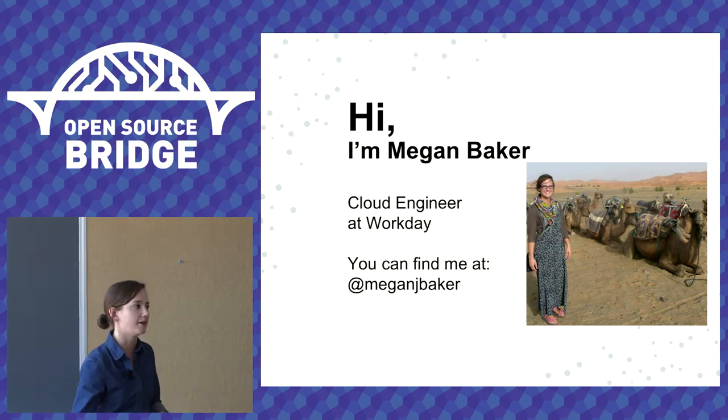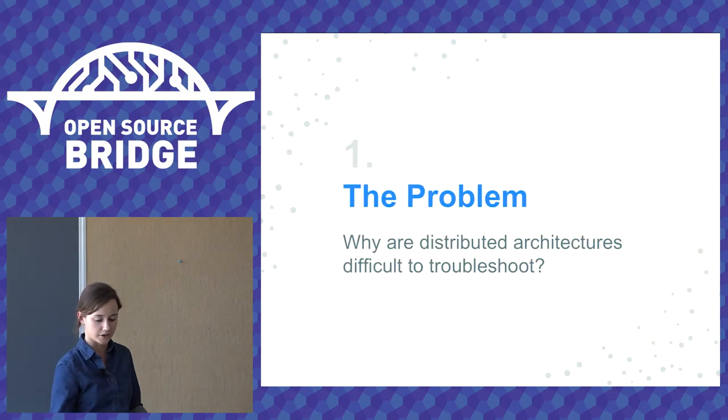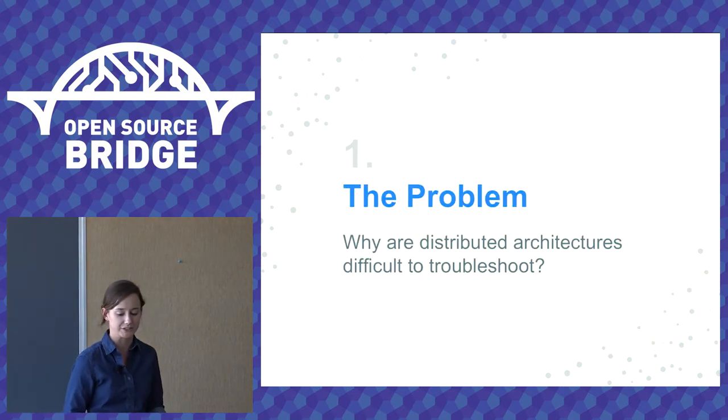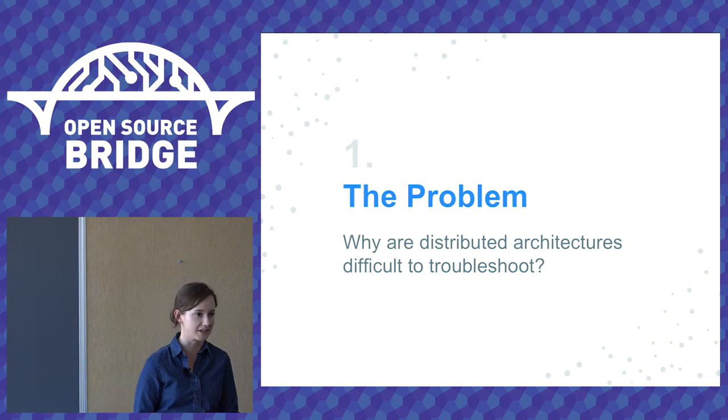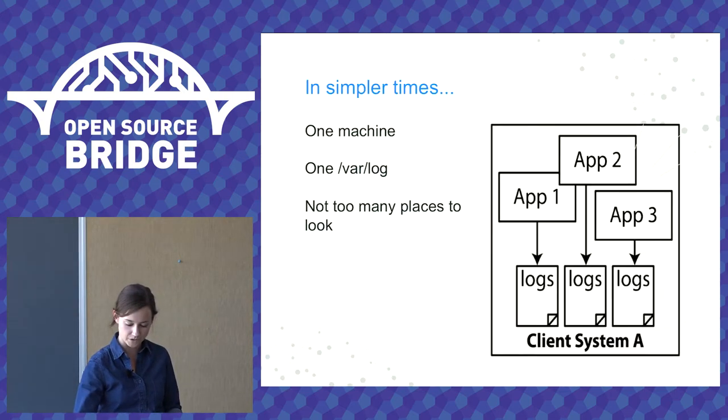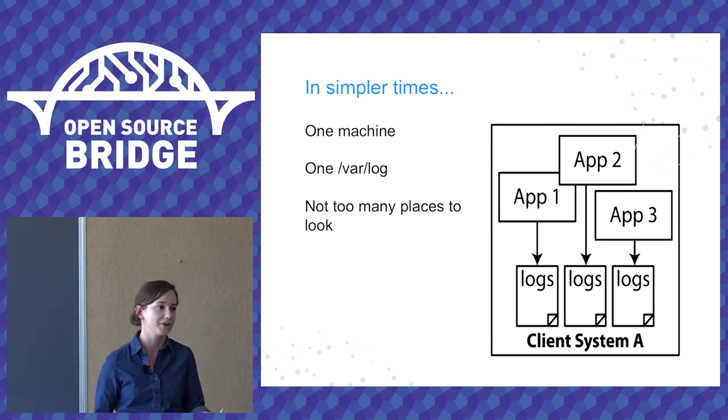So the problem that I've been thinking a lot about over the past few months: troubleshooting distributed architectures. Why is it so much more difficult than a traditional or monolithic app? It used to be that if your whole software project ran on one machine, there'd be one log directory where you could find almost any logs that were created in the process of running your software. There weren't too many places to look for things to go wrong. So you could keep tabs on things and troubleshoot from one place, and a little bit of grepping would get you pretty far.